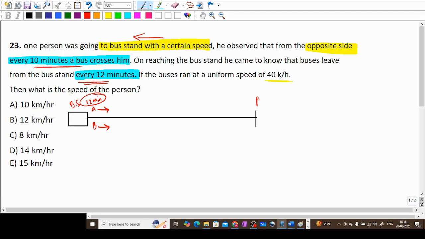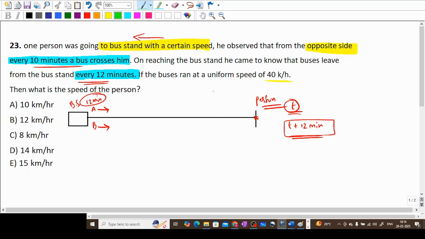Let us assume the person is here in the first instant. If the person is static at this point, and the first bus crosses this person at some time t, then the second bus will cross him after t plus 12 minutes. Because he is static, and the buses are leaving the bus stand after every 12 minutes, the buses should cross him after every 12 minutes gap. But it is not happening in this case actually.